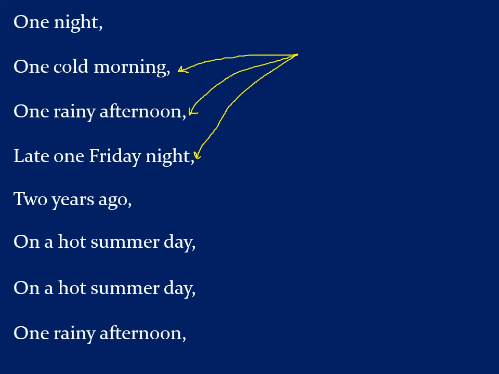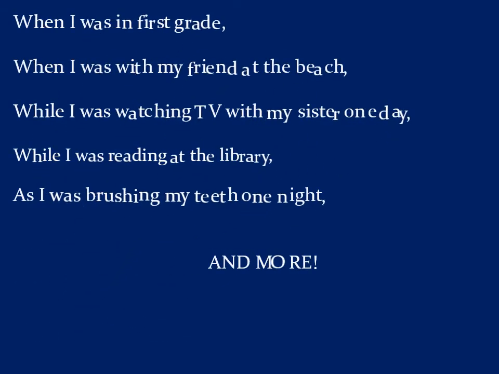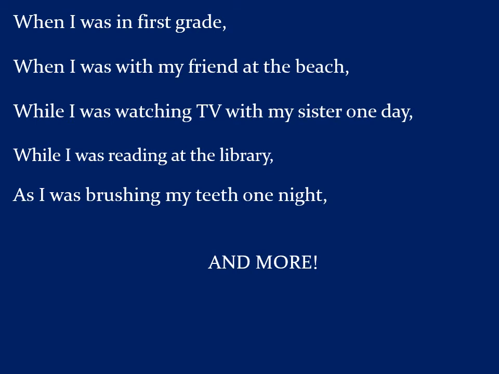You have other options as well. Try this. You can use when and while, like when I was in first grade, comma. When I was with my friend at the beach, comma. While I was watching TV with my sister one day, comma. While I was reading at the library, comma. As I was brushing my teeth one night, comma. As, it can be used the same way as while. You have so many choices.